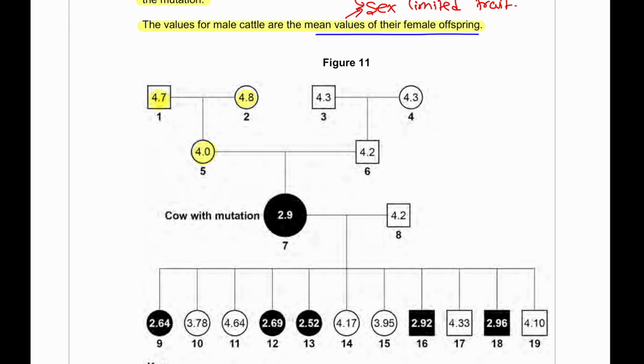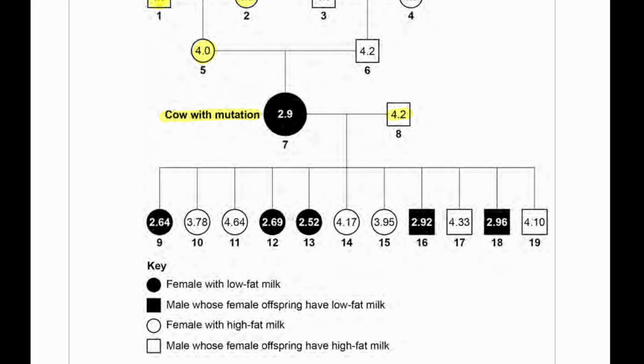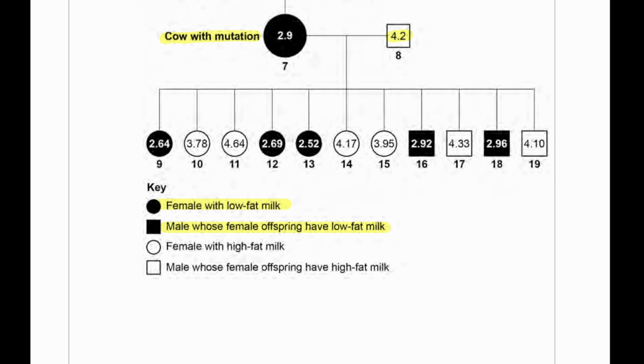We can see that there is a cow with a mutation with 2.9 and one with 4.2, which produces a varying range of milk fat production. Okay, a female cow with low fat with the mutation, a male cow whose female offspring have low fat with the mutation, and then a female cow with high fat milk, and a male whose female offspring have high fat milk. So we can see that with the mutation, the fat production is lower.